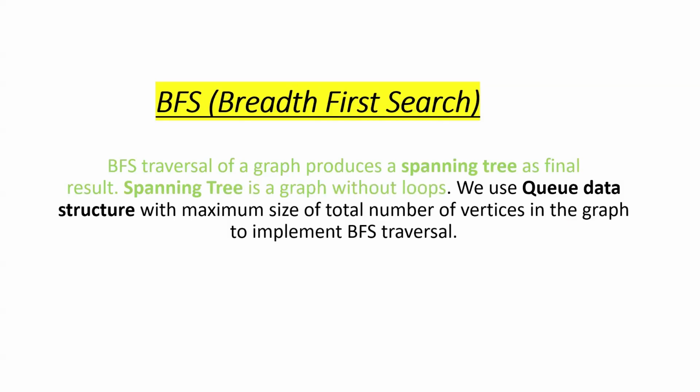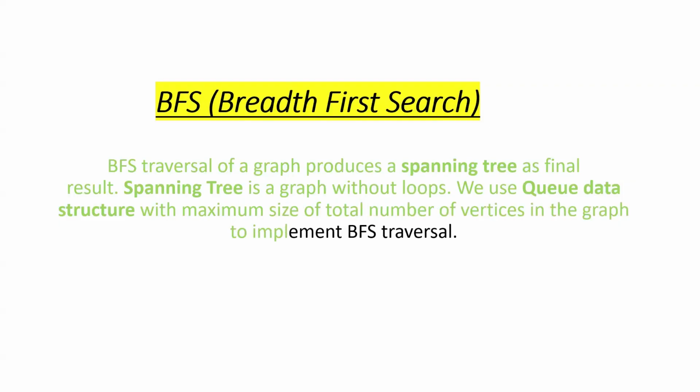A spanning tree is a graph without loops. We use a queue data structure with maximum size of the total number of vertices in the graph to implement BFS traversal, right? We use the spanning tree also because it does not form any loop. If we visited one place, it cannot form a loop cycle, right? So it avoids loop cycles, and the queue data structure is nothing but first in first out, like that we use the data. So, the working of BFS.